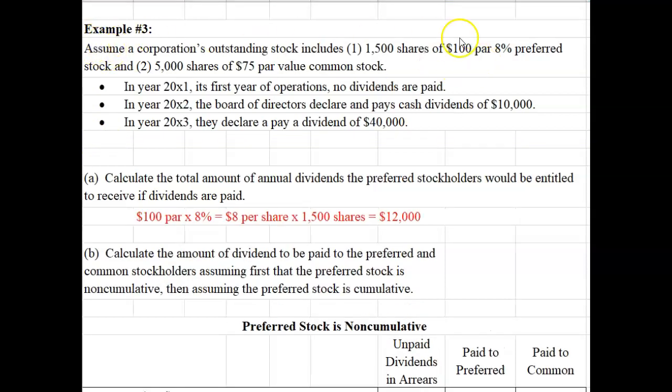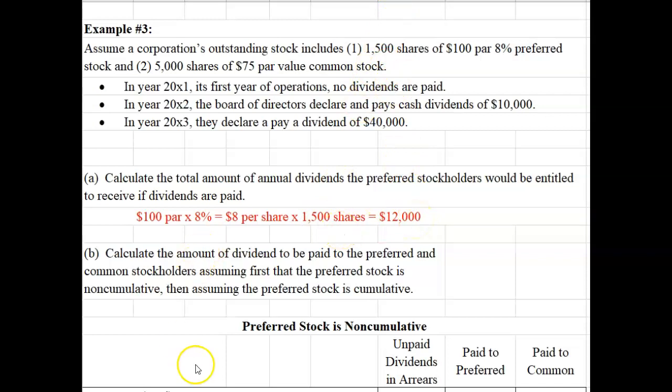Under this scenario, preferred shareholders would be entitled to receive the first $12,000 of dividends paid each year. That is calculated as the $100 par value of the preferred stock times the stated percentage, 8%, equals $8 dividend per share times the 1,500 shares issued and outstanding. That equals $12,000.